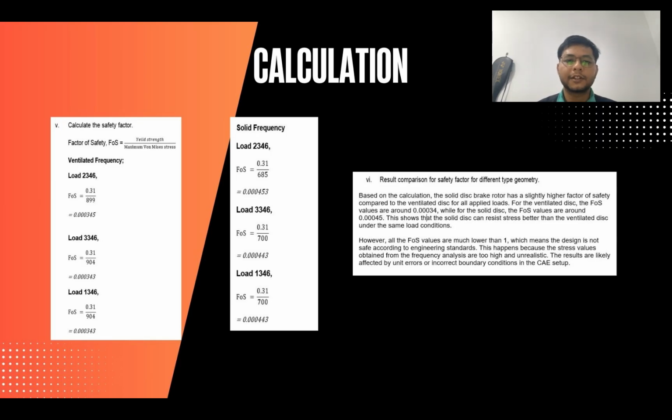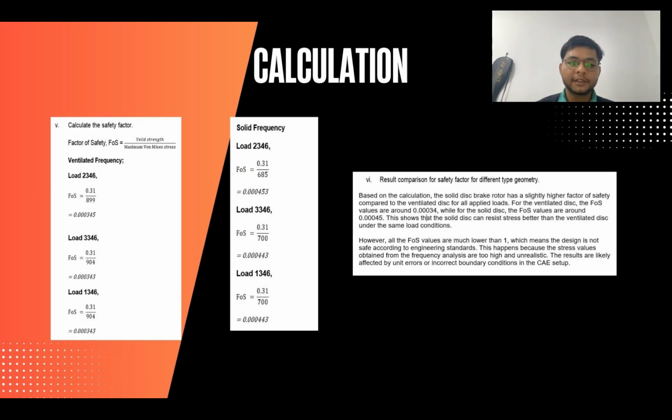Next, for solid frequency, for the load 2346, 0.000453. For the load 3346, the answer is 0.000443. For the load 1346, the answer is 0.000443. For result number 4, result comparison for safety factor for different type geometry.